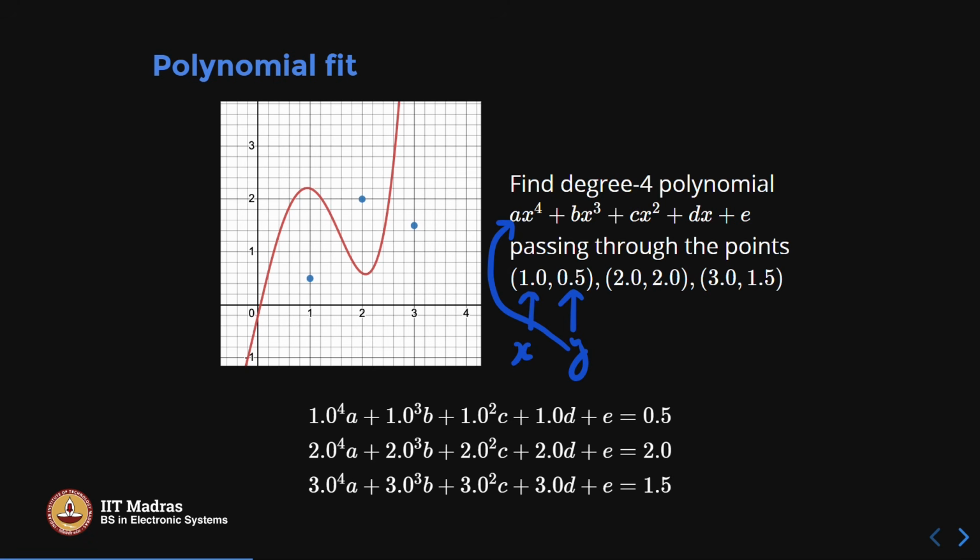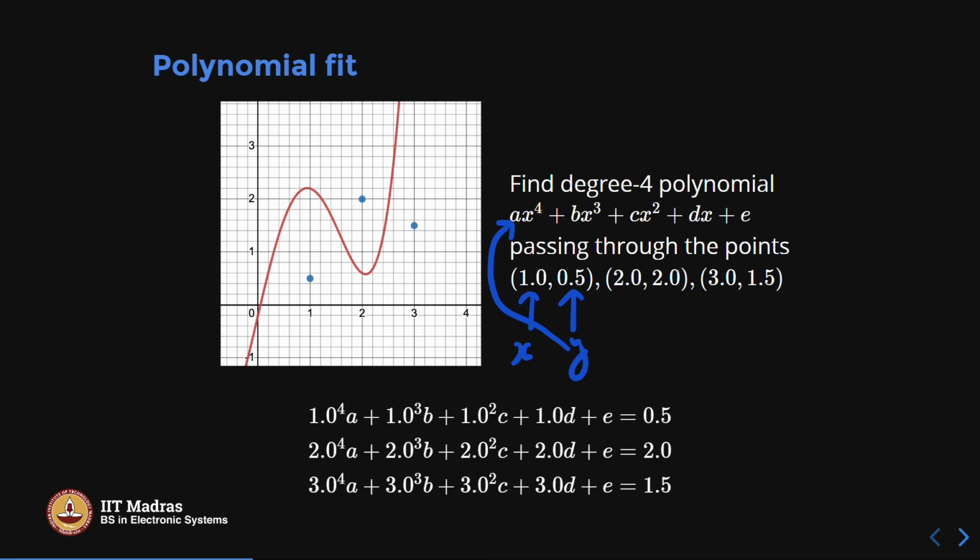You put x equals 3, you're going to get 3^4. What is 3^4? 81. 81a + 27b + 9c + 3d + e = 1.5. So that's it. You have 3 equations in the 5 variables that are involved in your degree 4 polynomial. Again, you have a system of linear equations, and if you want to fit a polynomial through a set of points, you have to solve a system of linear equations.